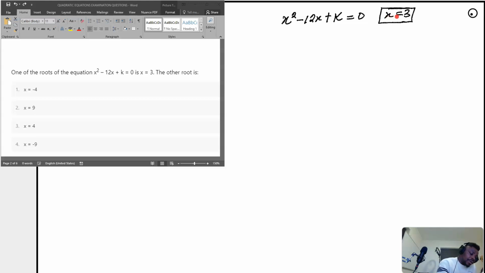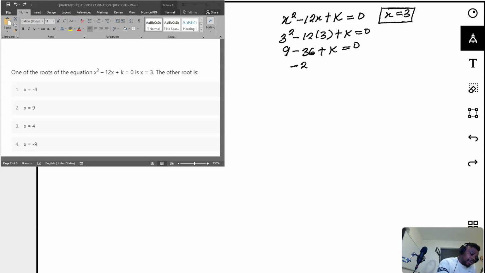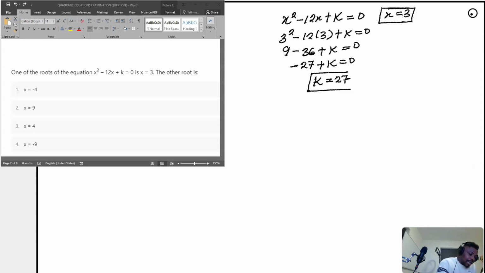So x is one of the roots, so x equals 3. So I will say 3 squared minus 12 bracket 3 plus k is equal to 0. This is 9 minus 36 plus k is equal to 0. 9 minus 36, that is minus 27. So minus 27 plus k is equal to 0. So k is 27. So I've gotten k as 27.